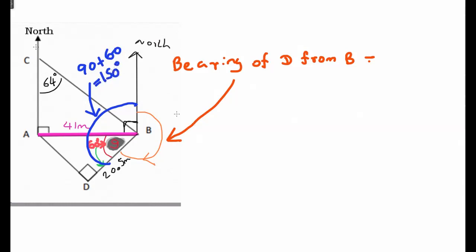So 90 plus 60 gives us 150. So then what would be this reflex angle, this orange reflex angle's value? We know angles around a point add up to 360. So to find the orange angle's value, what we do is 360 minus the blue angle, that's 150. That gives us 210 degrees. So the bearing of D from B is 210 degrees.